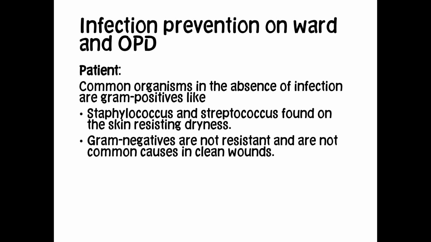So how do we prevent infection on the ward, or maybe on the ward or outpatient department? First of all, on the patient side, common organisms that cause infection in the absence of initial infection, or like any other infection, are always skin microorganisms, and they include gram-positive cocci like streptococci and staphylococci, which are always found on the skin, as we have discussed.